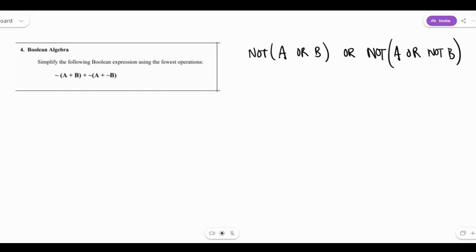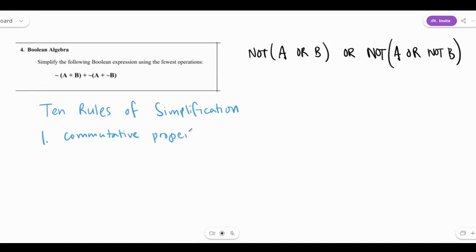So in general, there are 10 rules of simplification. First are some of the ones that you might be familiar with if you learned some algebra skills. One is the commutative property, which tells us that A times B is equal to B times A, where times means and, and A or B is equal to B or A. This is pretty self-explanatory.